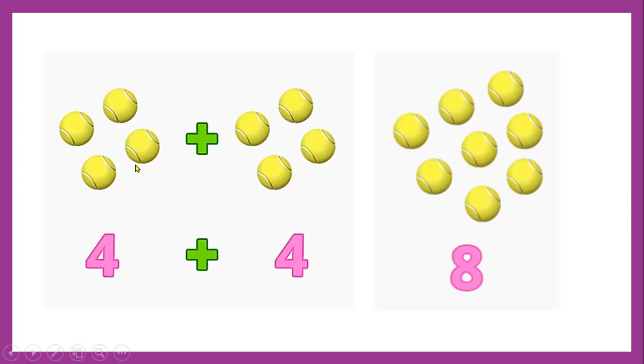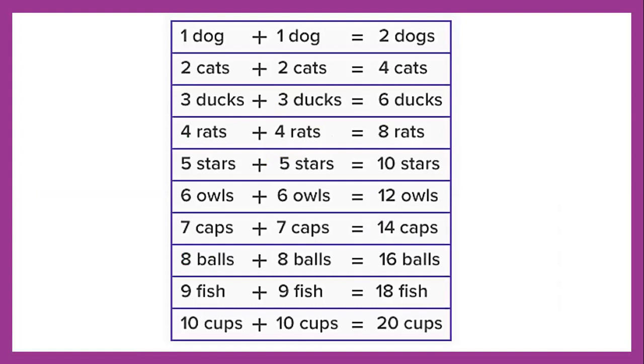and two balls plus two balls, 10 balls plus 10 balls. The first number plus the second number should be the same. In this way, we can understand and make doubles. Okay, so let's do some practice.